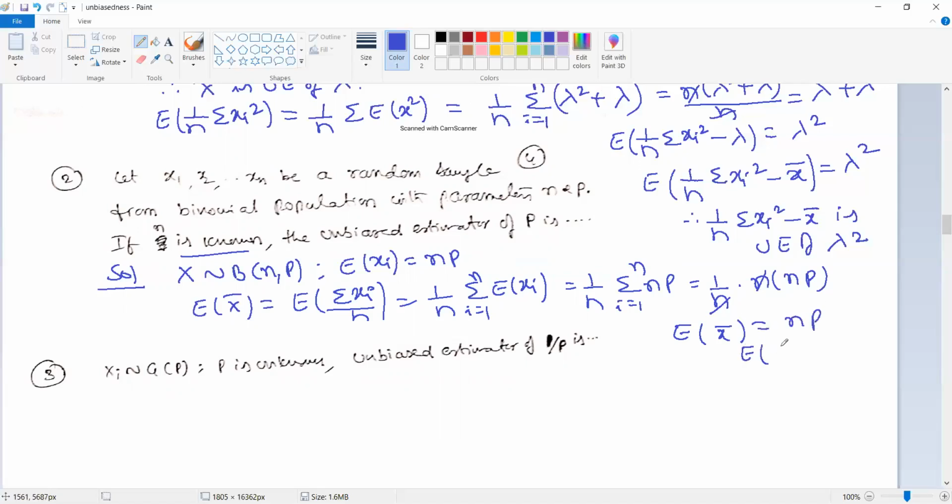So now the expectation of X bar by n. n is a constant value, so on the left side X bar by n has expectation equal to p. This is a function of sample observations, and this is the principle for identifying the function of sample observations. Using this function we estimate the population parameter p. So X bar by n is an unbiased estimator of p.